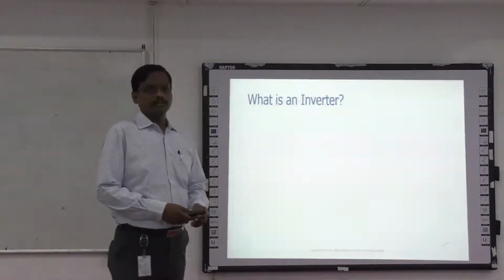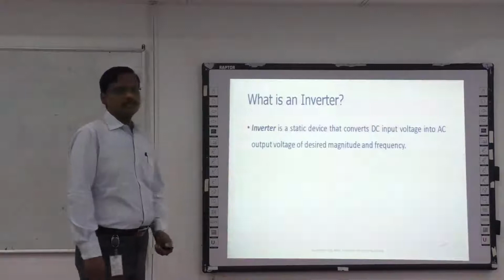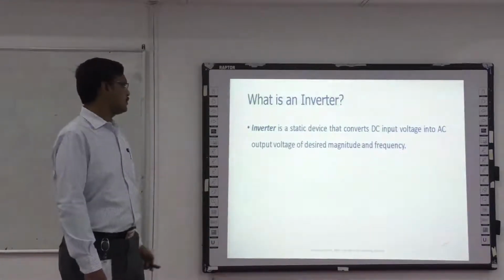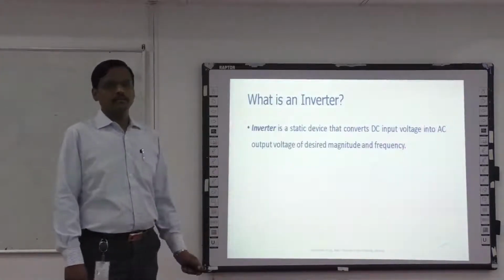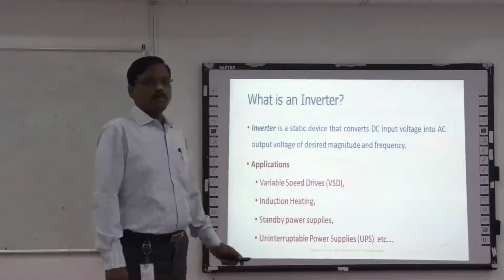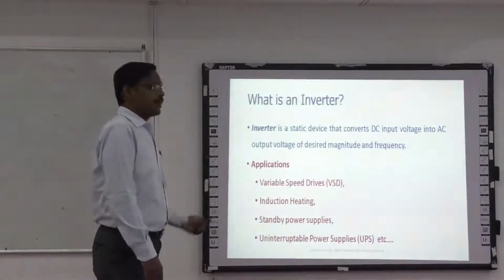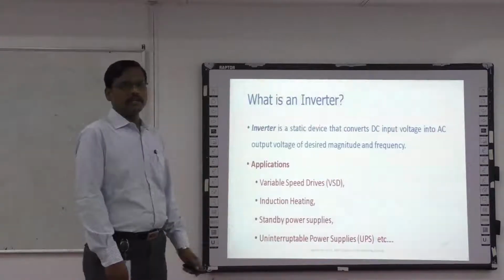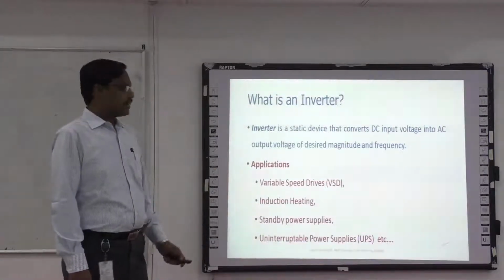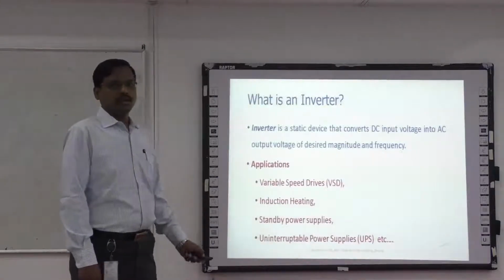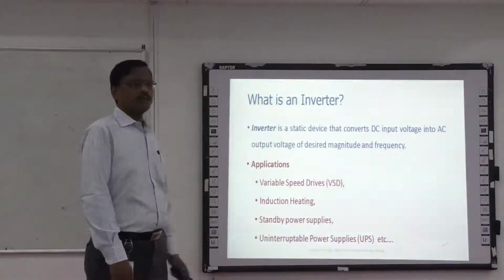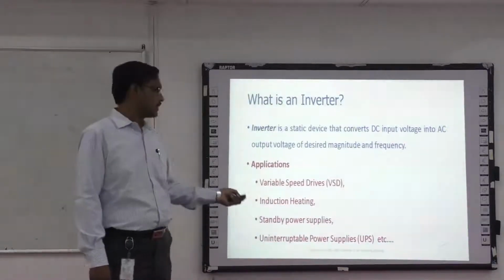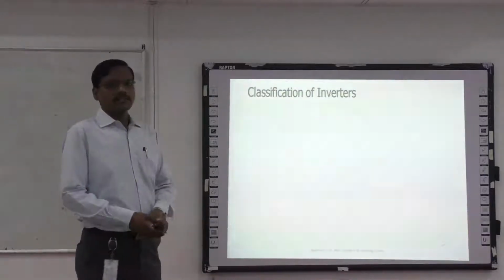First, what is an inverter? An inverter is a static device which is used to convert a DC input into AC output of desired voltage and frequency. The applications of inverters include variable speed drives which are widely used in industries, induction heating, standby power supplies, and UPS, uninterrupted power supplies, and we have many industrial applications like this.